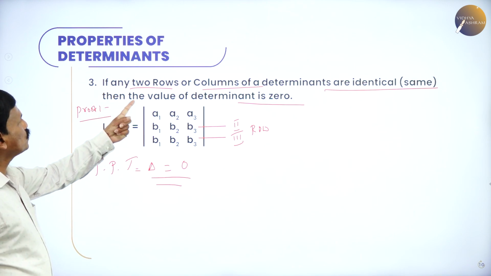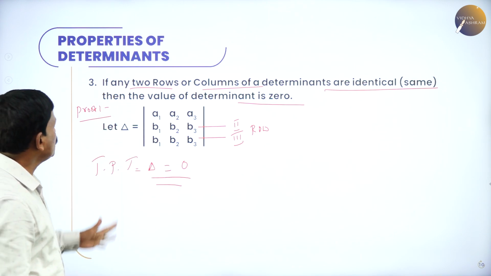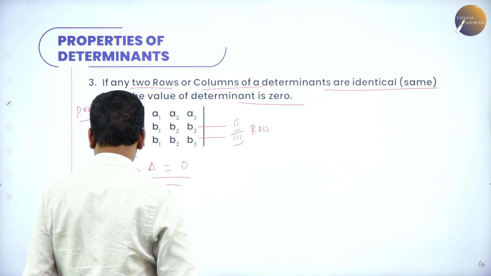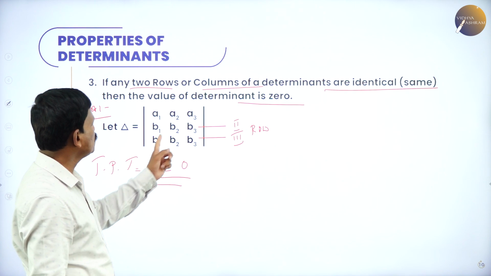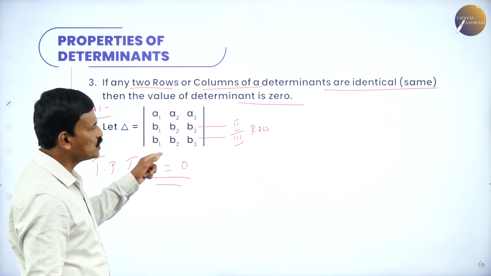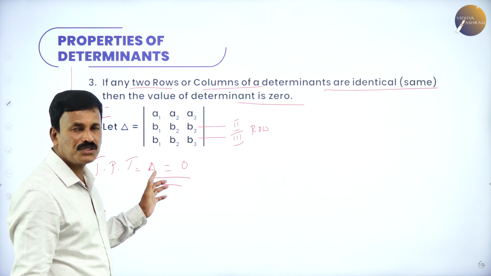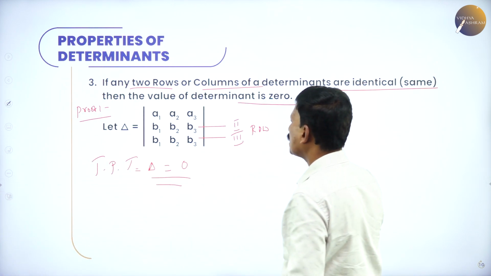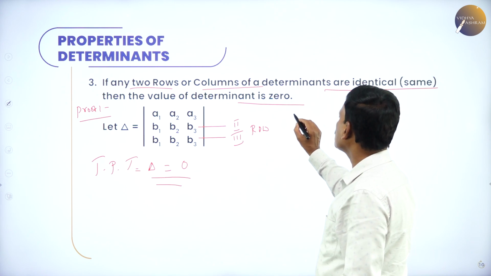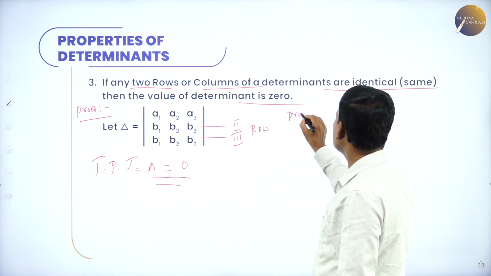If any two rows or two columns of a determinant are the same, then the value of the determinant is 0. Now let us consider delta equal to A1, A2, A3, B1, B2, B3, again B1, B2, B3. Since these two rows are the same, according to the definition the value of the determinant is equal to 0. Let us verify this. Come to the proof.